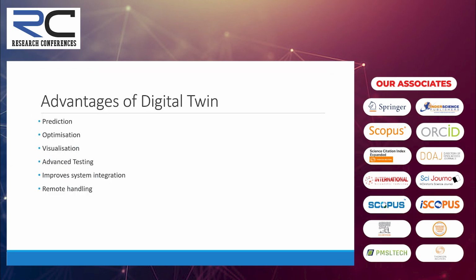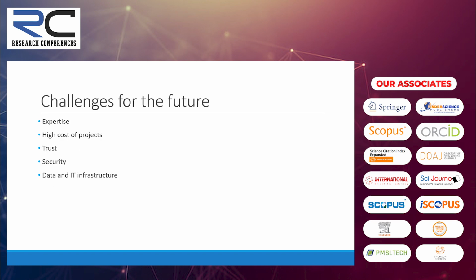The advantages of digital twin are high quality prediction, optimization, visualization, advanced testing without actually making the prototypes, system integration, and remote handling. We don't actually have to be present at the production site to actually handle the machinery. The challenges for the future or limitations. Since it's a new technology, the expertise in this technology is very less currently. But as the technology grows, this limitation can be eliminated.